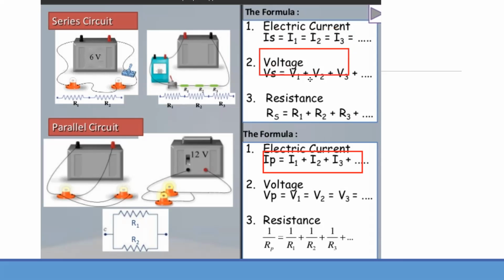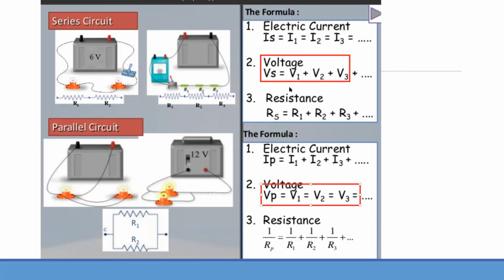Now, what about the voltage? Let's compare the voltage. The voltage in the series, we call it a voltage divider. So the total voltage will be V1 plus V2 plus V3. But in the parallel, they are equal at any point. So V1 is equal to V2 is equal to V3.